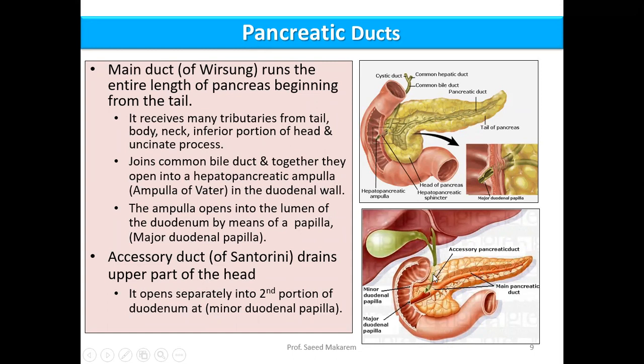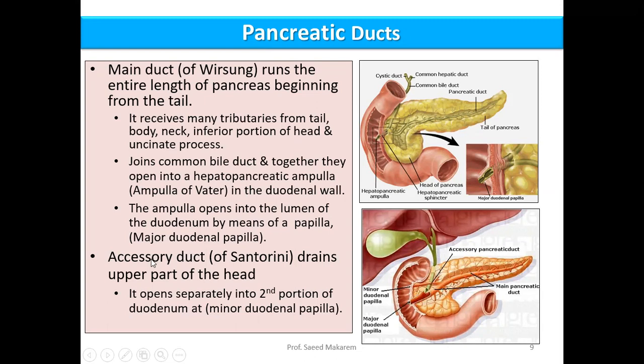As you have already seen, the bile duct joins with the main pancreatic duct, and there is a dilatation called the hepatopancreatic ampulla, or the ampulla of Vater, V-A-T-E-R, not W, but V, in the duodenal wall as the major duodenal papilla. The major duodenal papilla here is opening into the second part of the duodenum. The ampulla opens into the lumen of the duodenum by means of the major duodenal papilla, as you can see here.